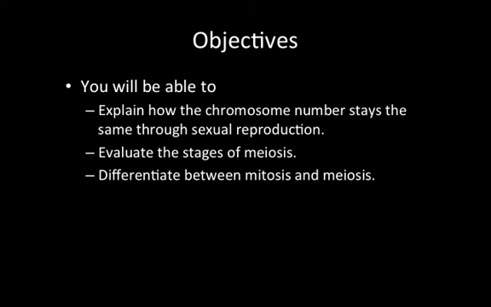So hopefully you understand a little bit about how chromosome number stays the same through sexual reproduction, and you'll also be able to evaluate the stages of meiosis. You should also be able to differentiate between mitosis and meiosis, and understand a little bit about how both of those processes work and the differences between them. So hopefully you understand a little bit more about each of these particular cycles, and hopefully you'll be able to do well on the quiz coming up shortly.